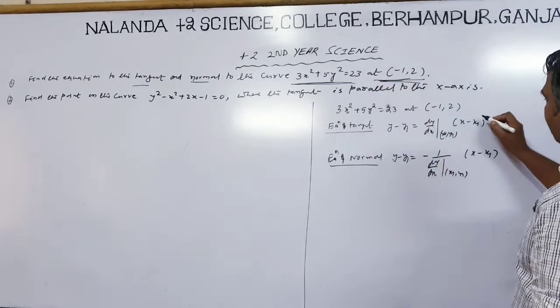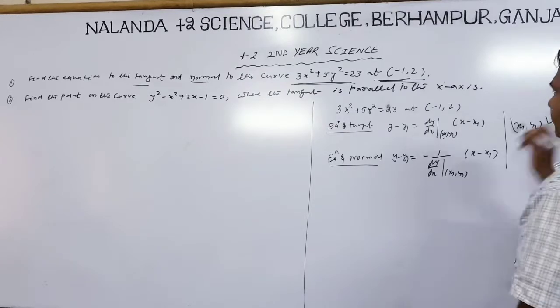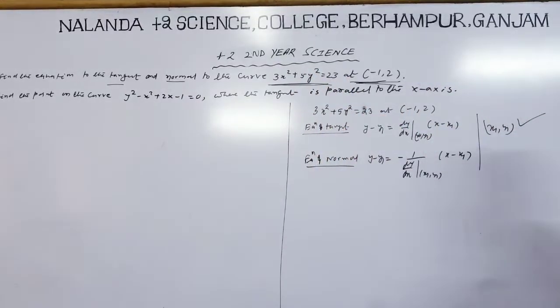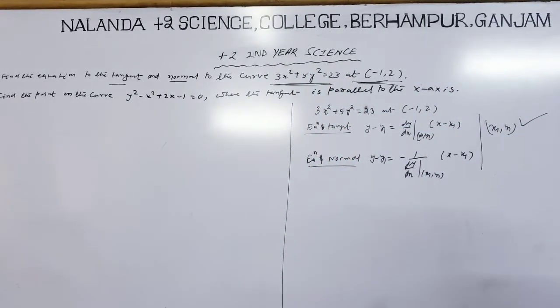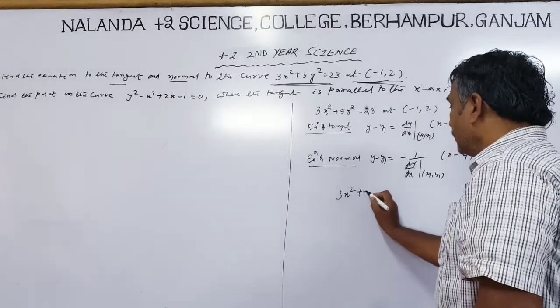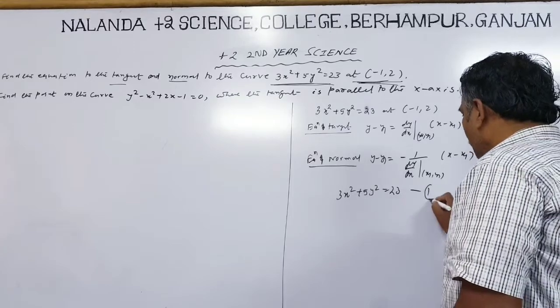So here the point x1, y1 is given. Now from the curve, find what dy by dx is. Here the curve is 3x square plus 5y square equal to 23. Suppose this is equation number 1.